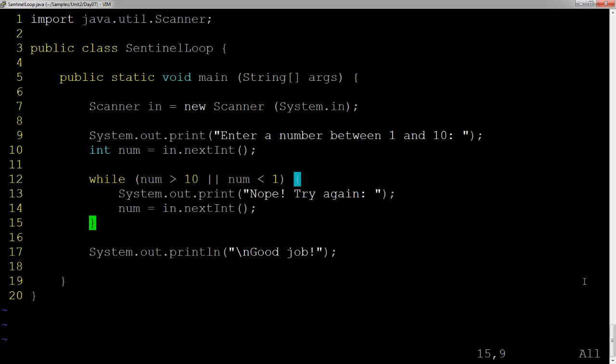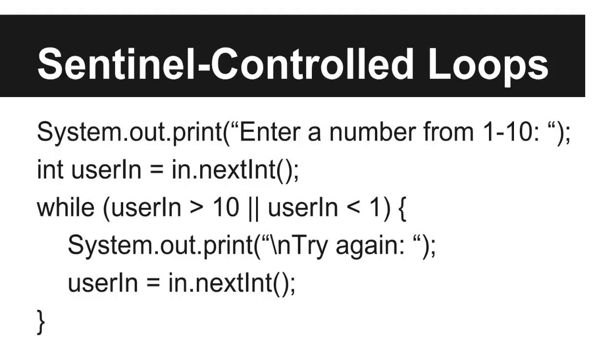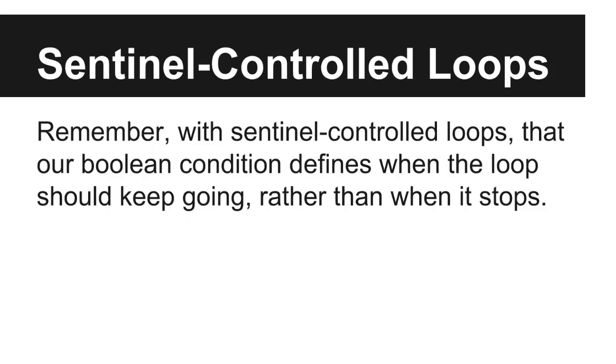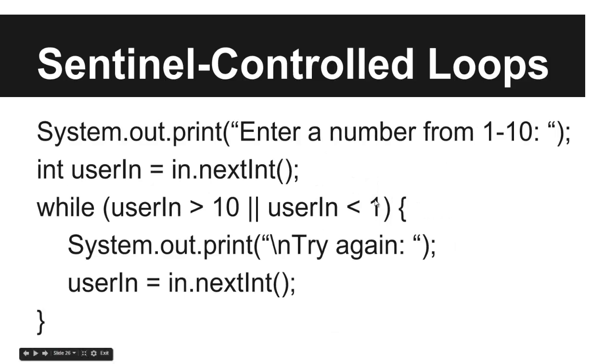Okay, that's pretty cool. There are a couple of pitfalls that I want to show you with the Sentinel controlled loop before we move on too much further. But once I show you those pitfalls, we'll be ready to go back and modify our original program. Now, Sentinel controlled loops, again, this is where almost all the pitfalls come in: making sure that our Boolean condition defines when the loop should keep going rather than when it stops. So our Boolean condition, that's like this user n is greater than 10 or user n is less than 1.